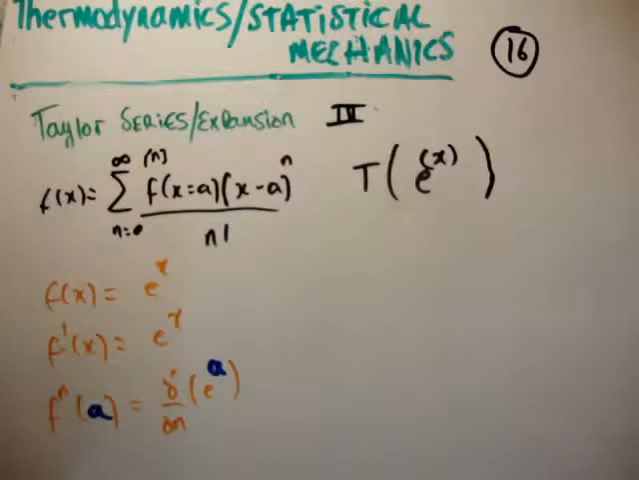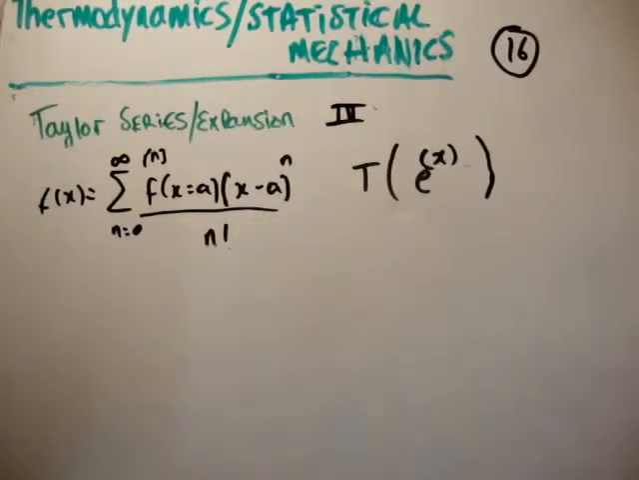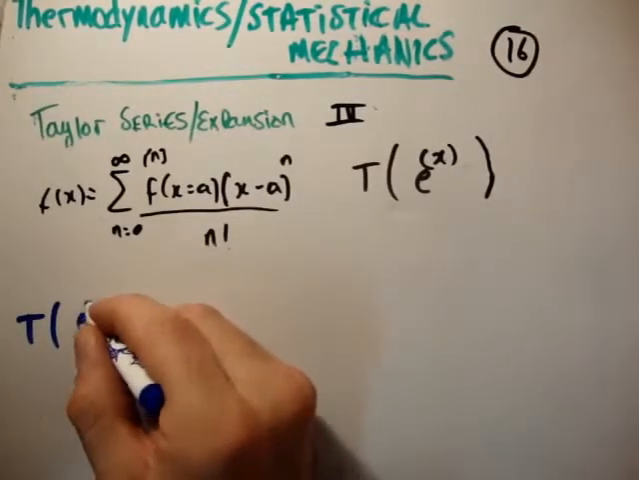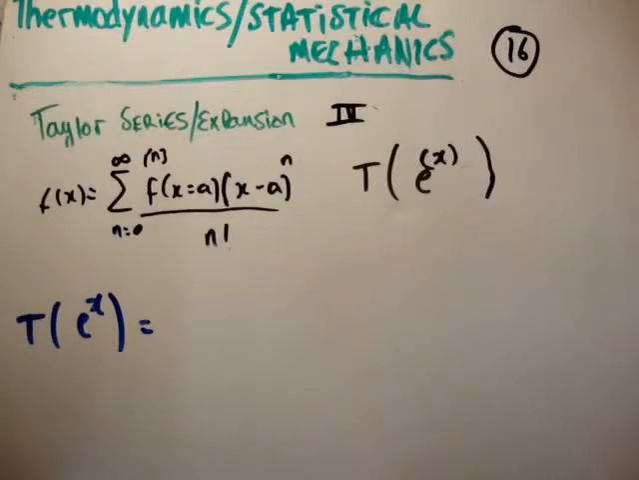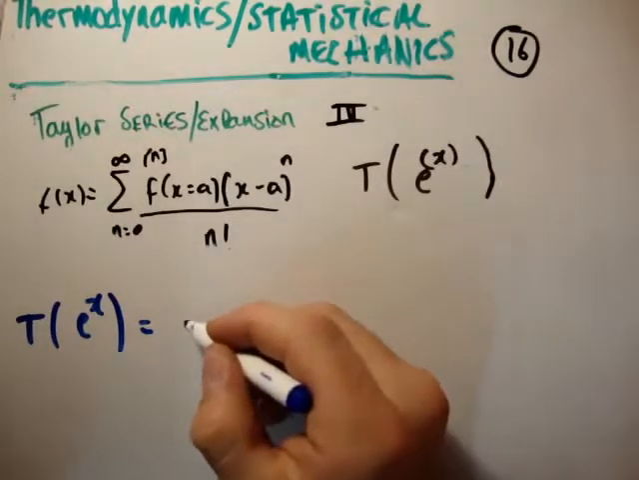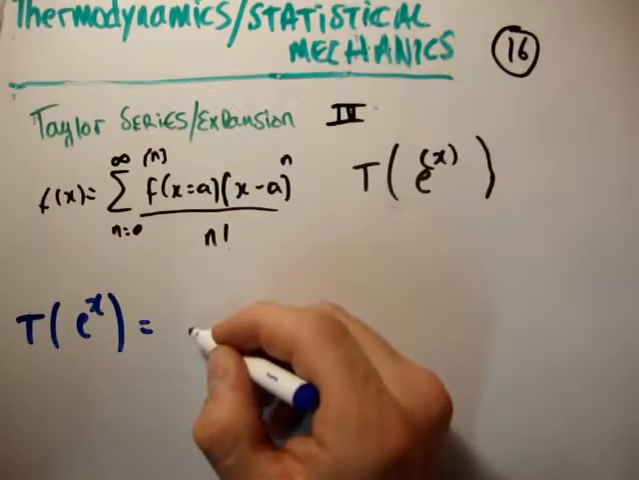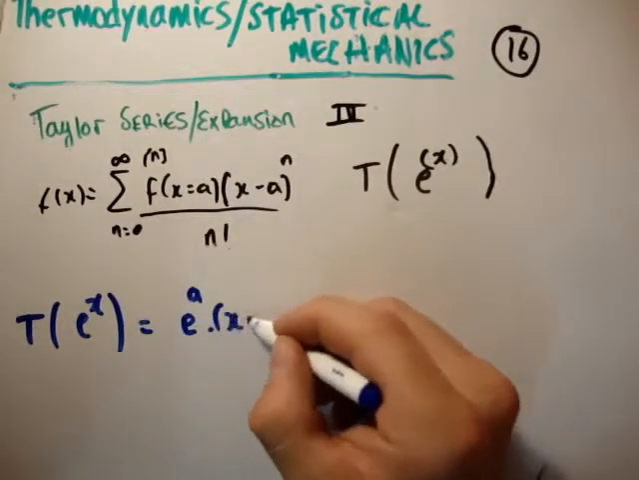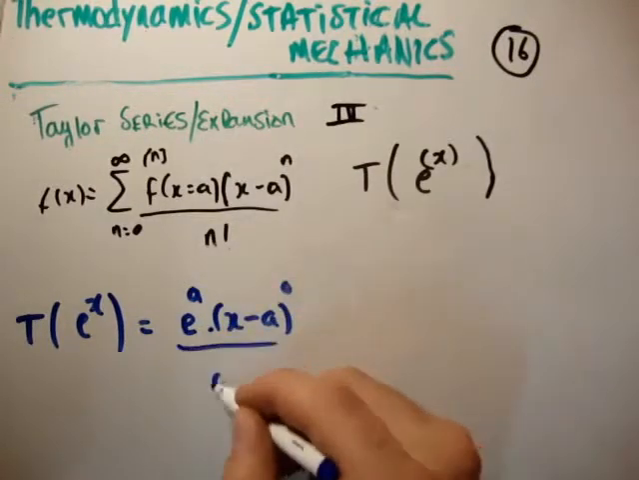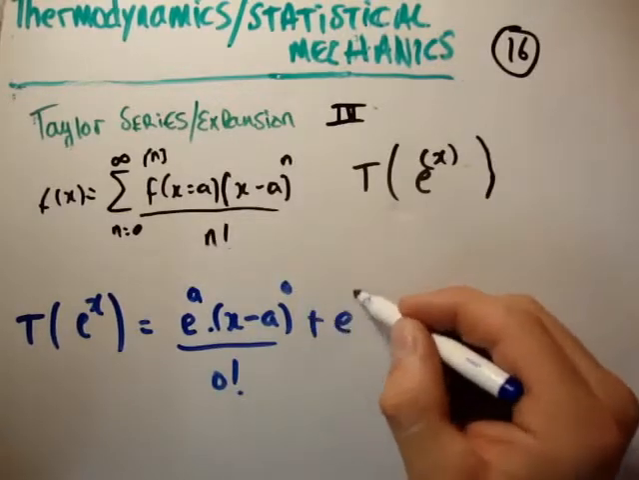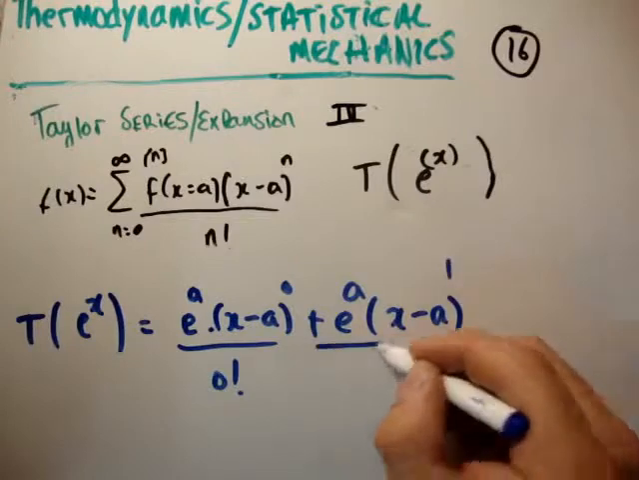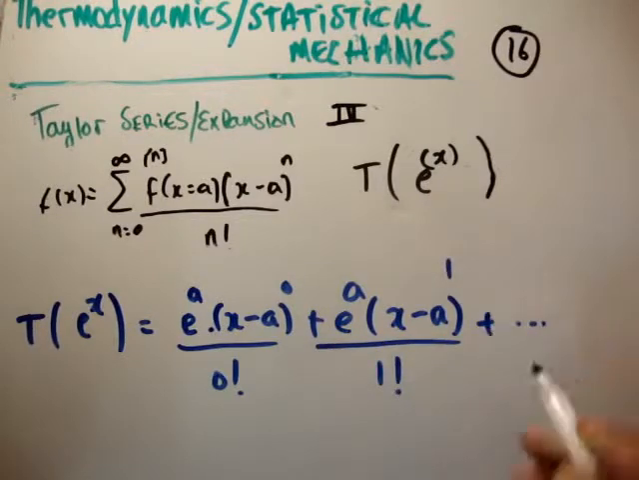So now let's just calculate our Taylor series. The Taylor series of e to the x is going to be e to the a, times x minus a to the 0 divided by 0 factorial, plus e to the a, x minus a to the 1 divided by 1 factorial, plus, and so on.